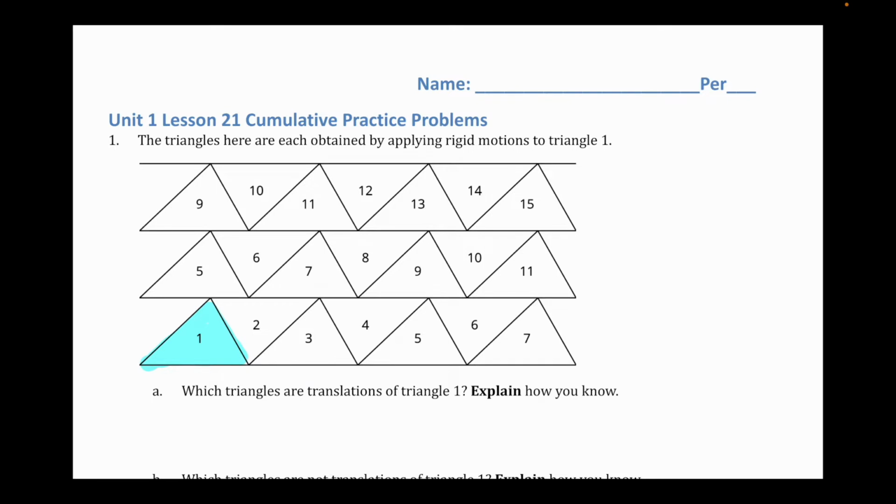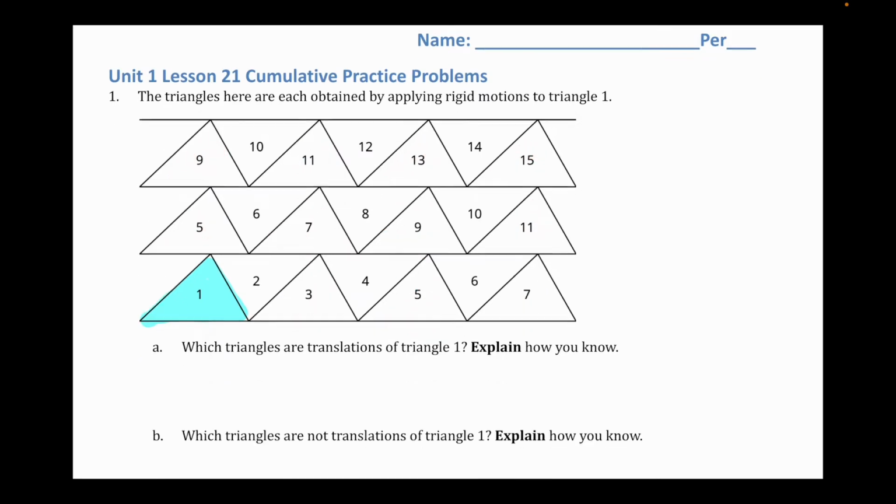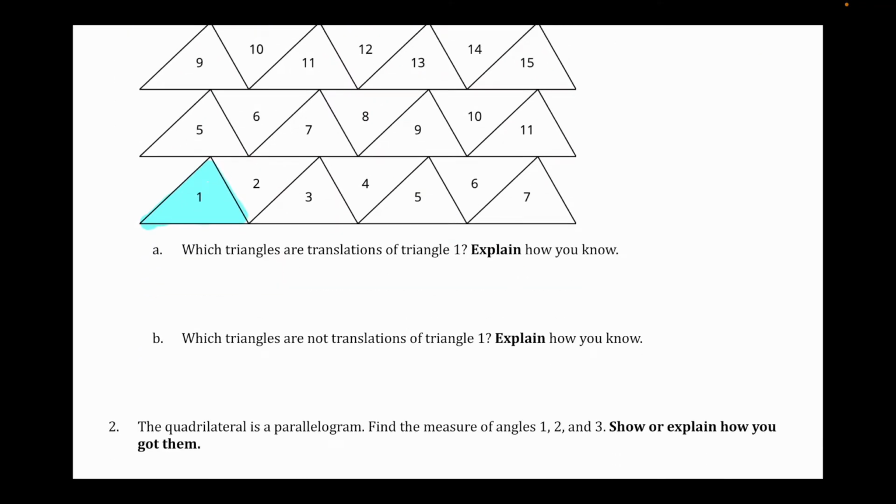So translations are going to be anything that is in the same general orientation, meaning it has the point towards the top and the base at the bottom. So not triangle 2, but 3 and 5 and 7, and all of these ones here will actually work. And if you notice, all of these are odd numbers. So we're going to say the odd number triangles because they are all facing the same direction.